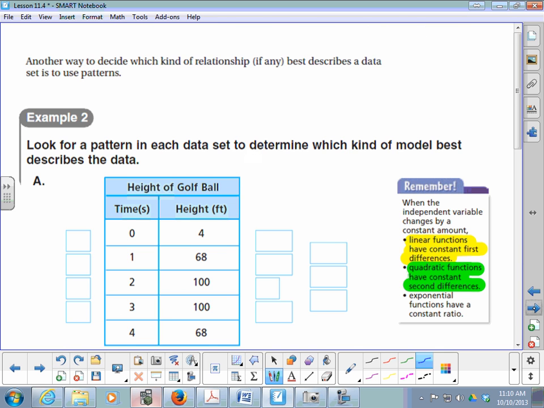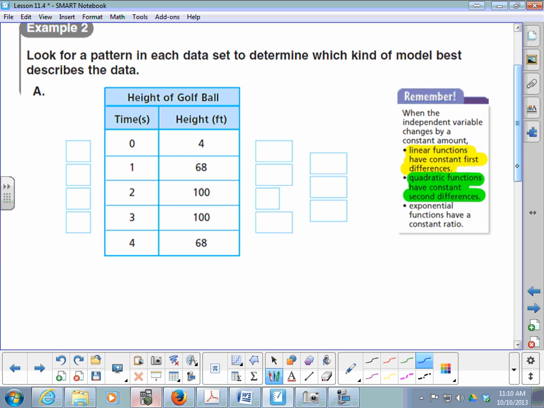But that's not always the case. There is an easy way too with most quadratics. Look at these numbers here. We have 0, 1, 2, 3, and 4, and then we have heights of a golf ball: 4, 68, 100, 168. So the easiest way to tell whether you have a quadratic would be what?